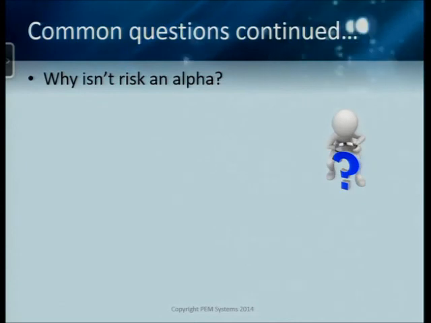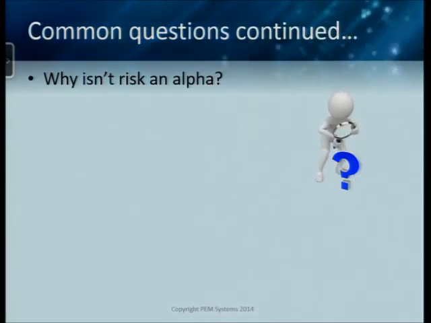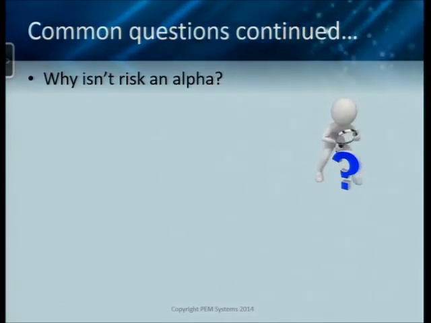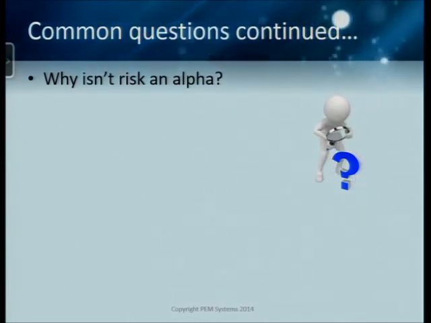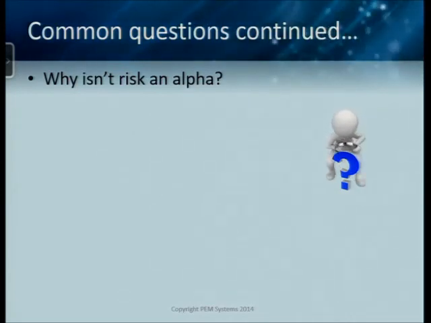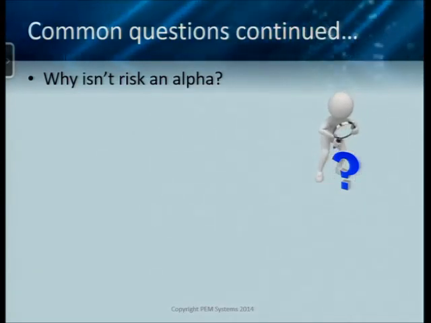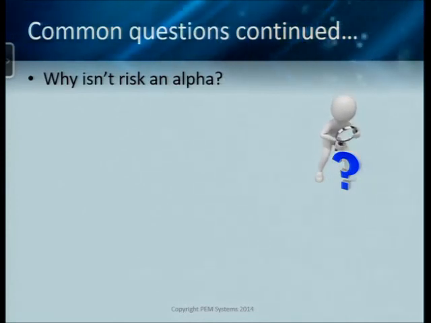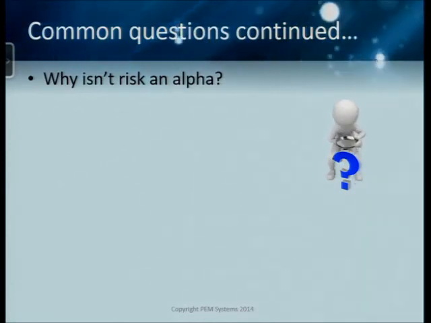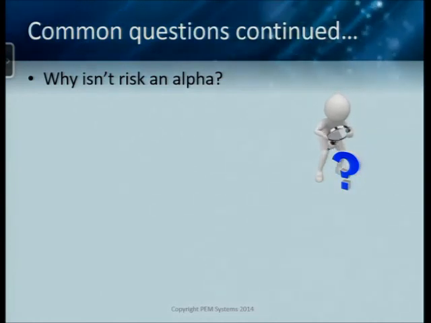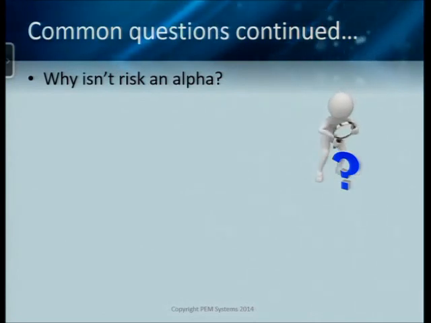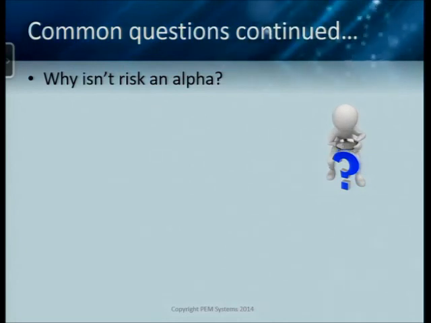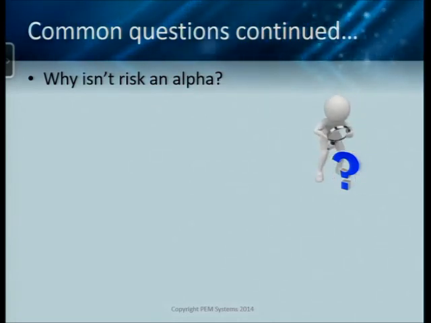One of the common questions we get is, why isn't there a risk alpha? Risk is definitely essential. And the analogy I like to use is to go back to my example of the dashboard in your car. It's risky business to drive a car, right? Anybody got a car that has a risk indicator? So why don't we have risk indicators on the dashboard? Because all of the things on the dashboard are risk indicators.